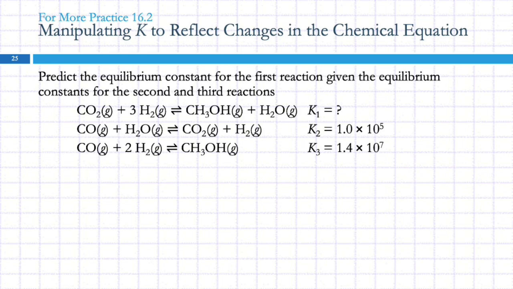Unfortunately, you don't get to choose. So how do we approach this? We have to figure out how we can combine these two reactions to get that reaction. And this is very much like the Hess's law stuff that we did in Chem 1A, which you probably didn't like.